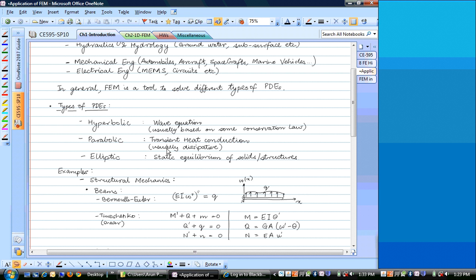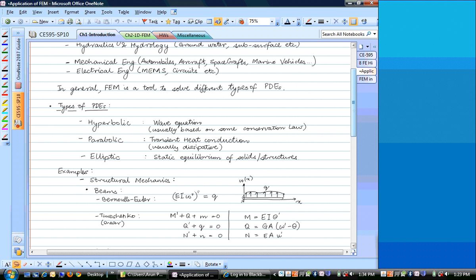In a transient heat conduction problem, let's say you have an insulator which is this wide, and you have one temperature on one surface, another temperature on another surface. And if you try to figure out how much time it is going to take to equalize the temperatures, that's a transient heat conduction problem. So that's a parabolic problem. And these parabolic PDEs, they are usually dissipative.